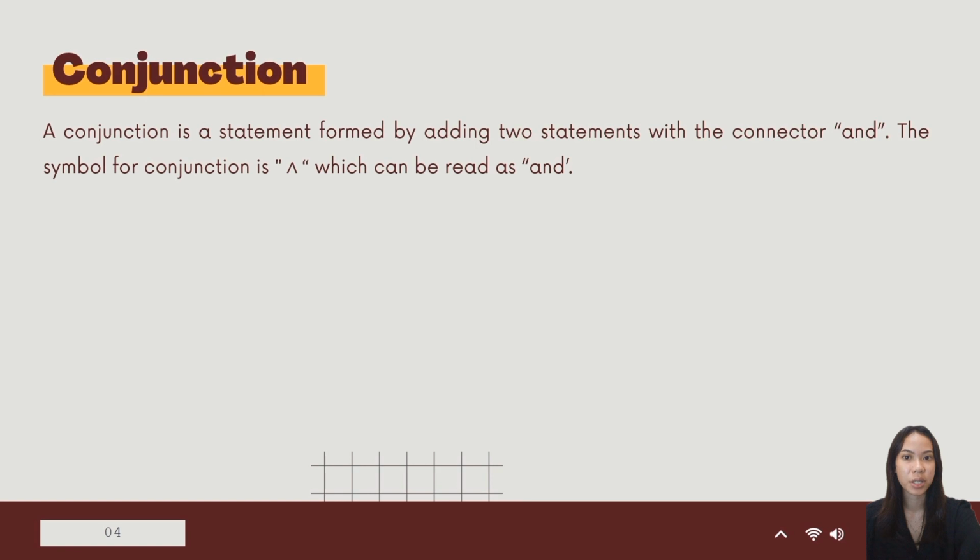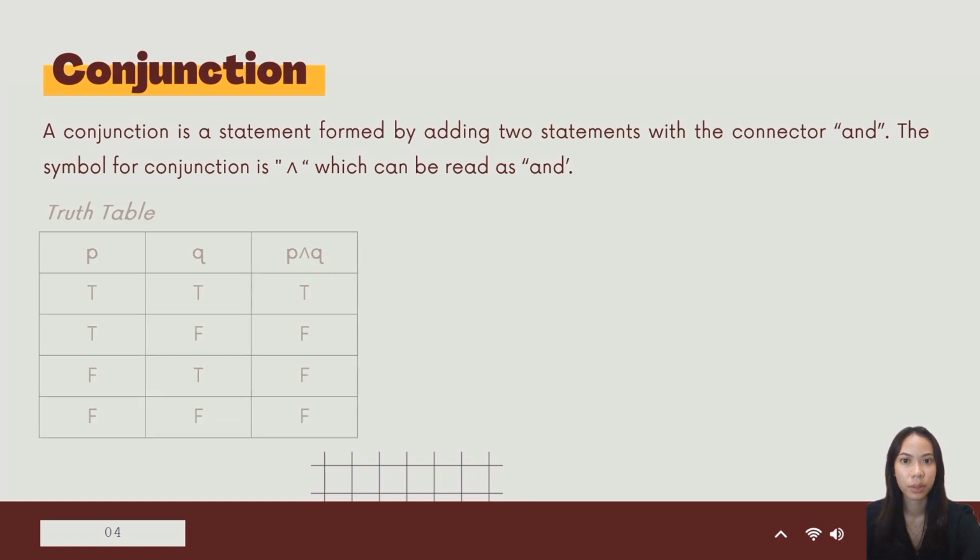Next, conjunction. A conjunction is a statement formed by joining two statements with the connector and. The symbol for conjunction is like on the screen, which can be read and. The statement P and Q is true if both P and Q are true. Otherwise, P and Q is false. There are two premises, P and Q, so the truth table has 2 squared, which is 4 rows. Now see the truth table.